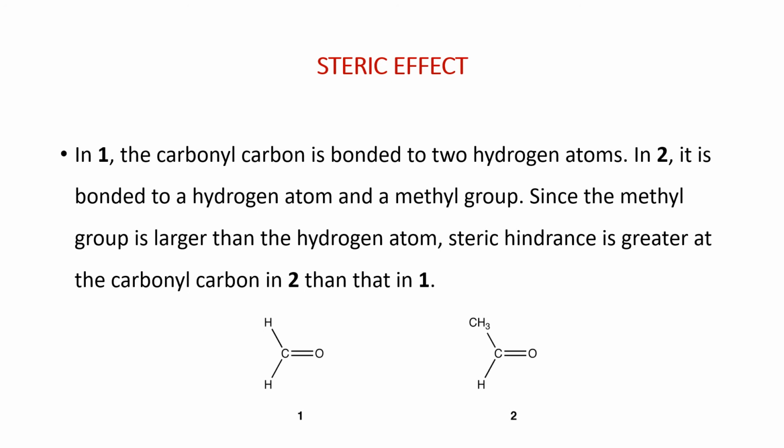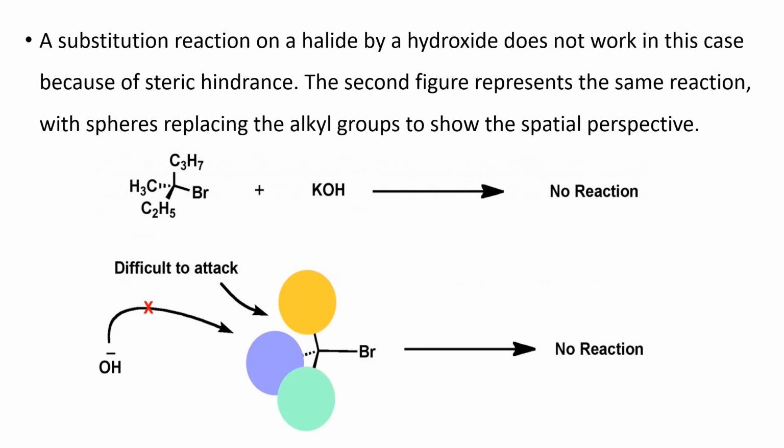Here, formaldehyde and acetaldehyde. In the case of formaldehyde, the carbonyl carbon is bonded to 2 hydrogen atoms, but in the case of acetaldehyde, it is bonded to a hydrogen atom and a methyl group. Since the methyl group is larger than the hydrogen atom, the steric hindrance is greater at the carbonyl carbon in acetaldehyde than in formaldehyde. A substitution reaction on a halide by a hydroxide does not work in this case because of steric hindrance. The second figure represents the same reaction with spheres replacing the alkyl groups to show the spatial perspective.